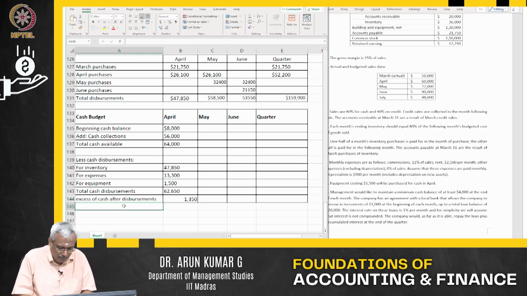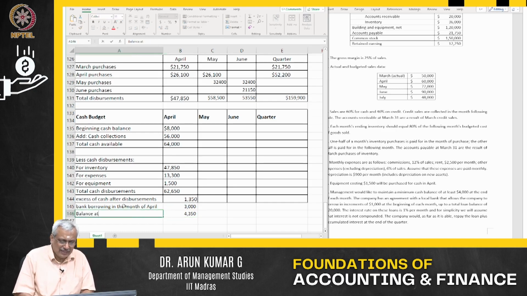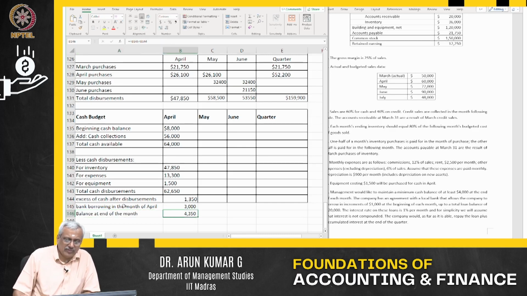So, what happens? Now, bank borrowing in the month of April. What is the borrowing you will have to have? You will have to have a borrowing of 3,000, because you can borrow multiples of 1,000 and you need to have about 1,350 here. So, what is the total? That is the balance at the end of the month. End of the month is obviously the sum of these two, 4,350. What happens to this balance? This balance will become the opening balance for the month of May.